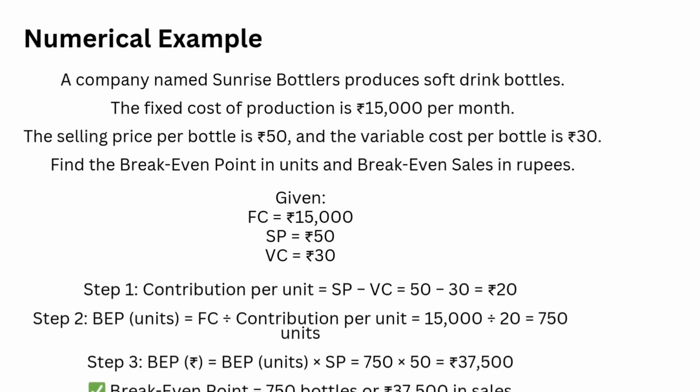Given fixed cost is 15,000, selling price is 50, and variable cost is 30. Step 1 is to find the unit contribution, which is selling price minus variable cost. We get it as 20. And step 2 is to find the break-even point. We know that fixed cost divided by contribution per unit gives us break-even point, which is 750 units. And for break-even point in rupees, we can just multiply the units into selling price. We get it as 37,500. So by this, we have found that break-even point is 750 bottles and break-even sales is 37,500.